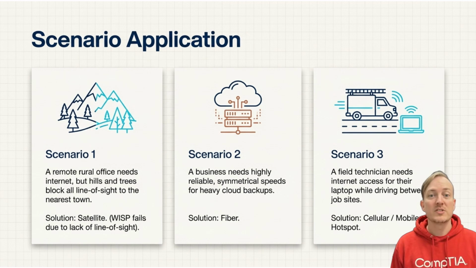Let's test this with a few scenario applications. Scenario 1. A remote rural office needs internet, but hills and trees block all line of sight to the nearest town. Solution: satellite. Because of the hills, a WISP will fail due to lack of line of sight. Scenario 2. A business needs highly reliable symmetrical speeds for heavy cloud backups. Solution: fiber. Scenario 3. A field technician needs internet access for their laptop while driving their F-150 between job sites. Solution: cellular or a mobile hotspot for true mobility.